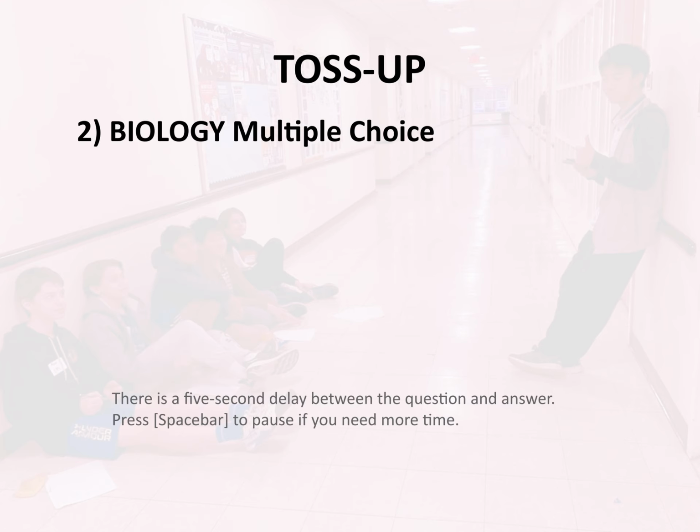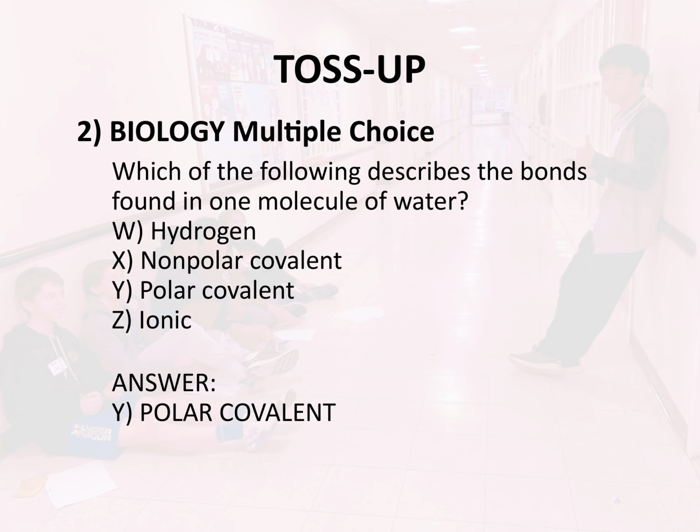Toss-up 2. Biology. Multiple choice. Which of the following describes the bonds found in one molecule of water? W. Hydrogen. X. Nonpolar covalent. Y. Polar covalent. Z. Ionic. Answer. Y. Polar covalent.